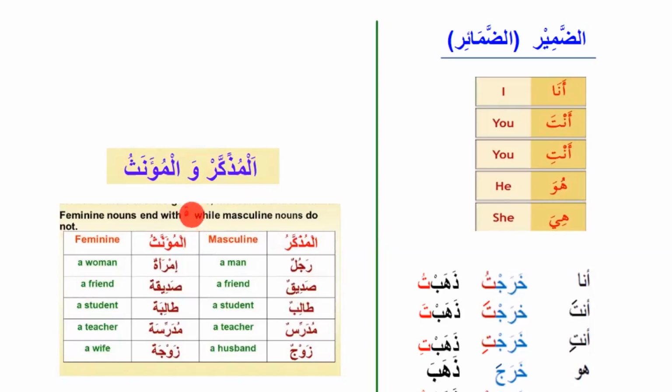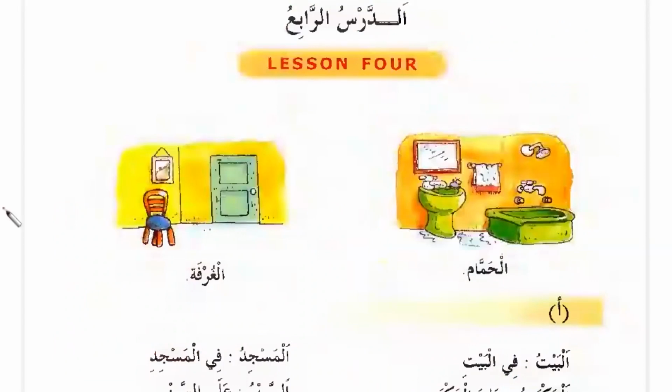I hope that is clear. Okay, so it is for feminine only. When you see it in a noun, it indicates the noun is feminine. Even if you don't know what it means, you know that it is referring to a feminine thing. Okay, let's continue. Now let's enter into the lesson. So this is now the lesson.